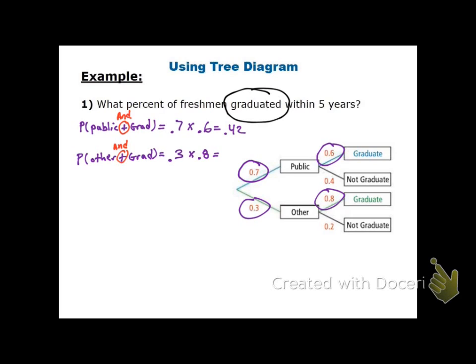So when we multiply our 0.3 times our 0.8, we get 0.24. So right now we have the probability that they graduated from a public school and the probability that they graduated from the other school. To find the overall probability that someone graduated, we just need to add these together. So in this case, you've got 0.42 plus 0.24, which gives us an overall probability of 0.66.